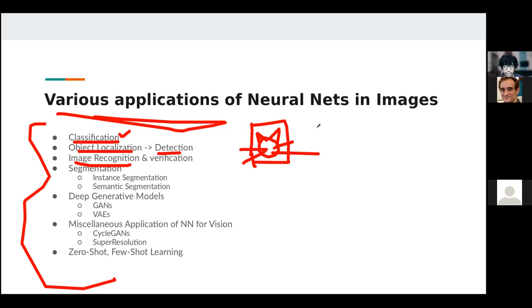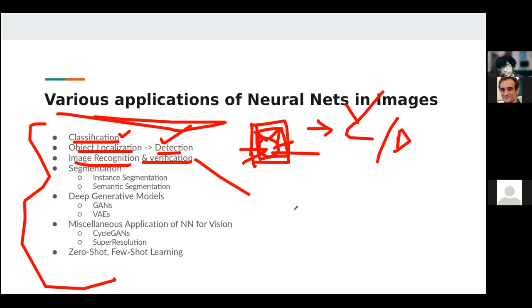You want to tell whether it is a cat or dog. So this is classification. Now I want to know where in this image is the cat. This is localization or detection. Image recognition or verification is basically for banking and signature purposes. Now, what is segmentation?